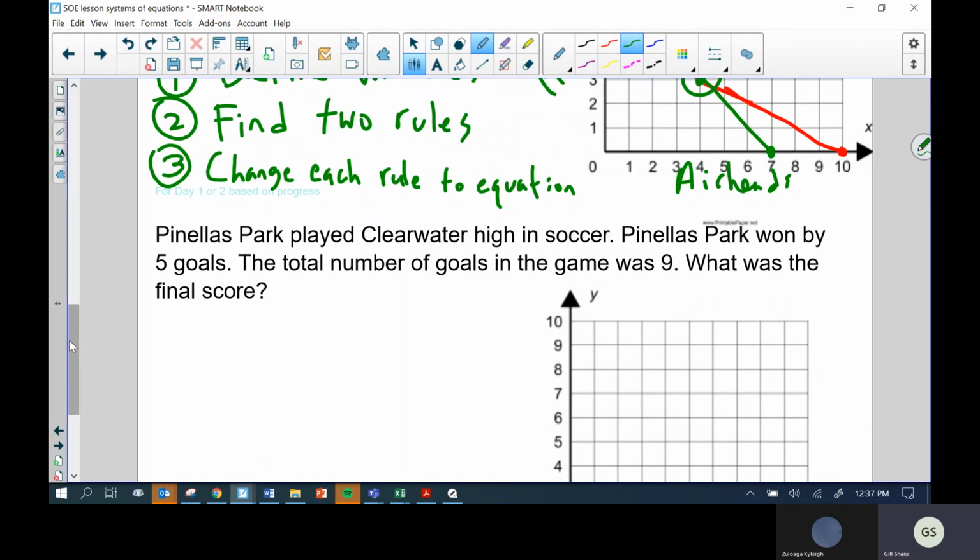Pinellas Park played Clearwater High in soccer. Pinellas Park won by 5 goals. The total number of goals in the game was 9. What was the final score?